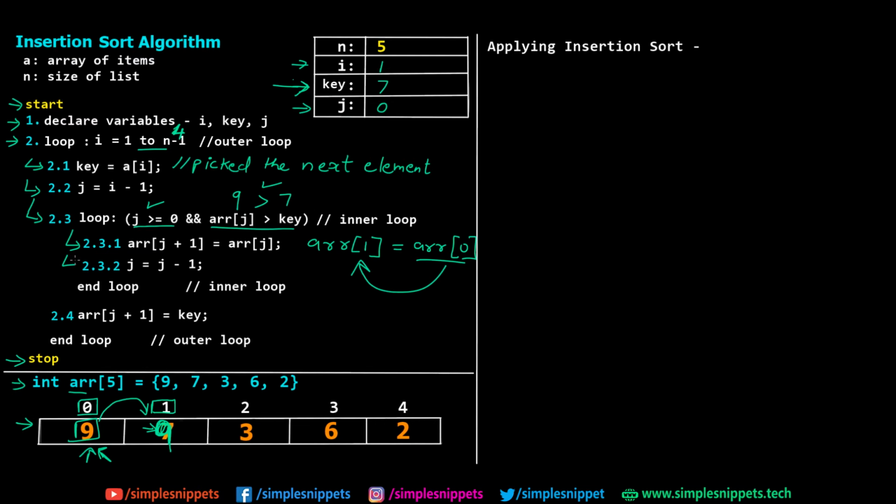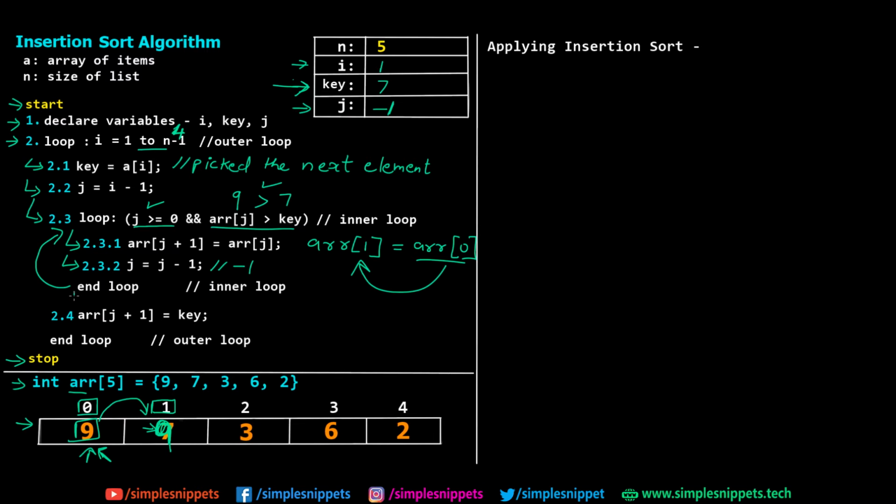Then at step number 2.3.2, we say j equals to j minus 1. Now essentially j is 0. So 0 minus 1 will give us minus 1. So let's update that. We have minus 1. Now this is the end of the loop, so we will come back at the start of the loop and now we will check the conditions. Is j greater than equal to 0? This time it is not greater than equal to 0 because it is minus 1, right? So now we will exit the loop.